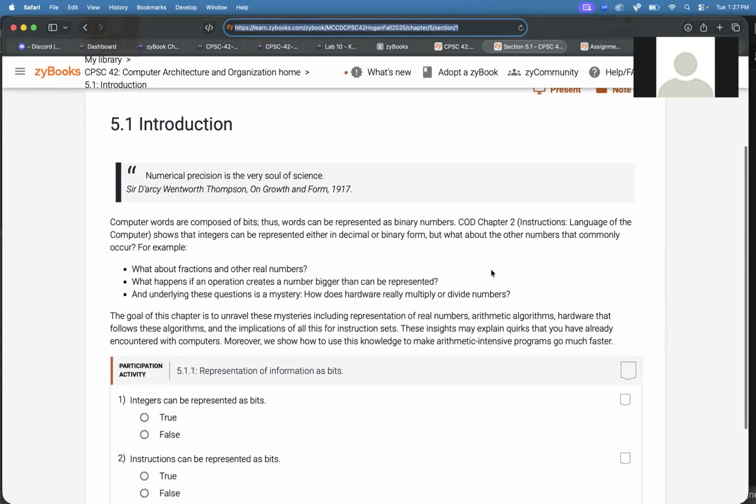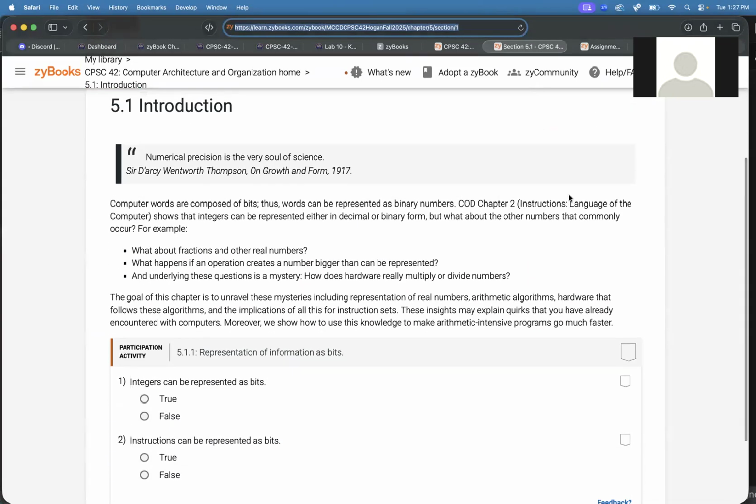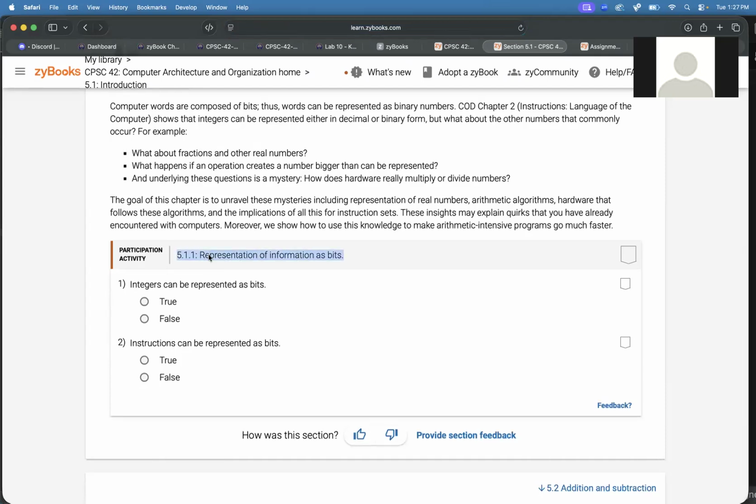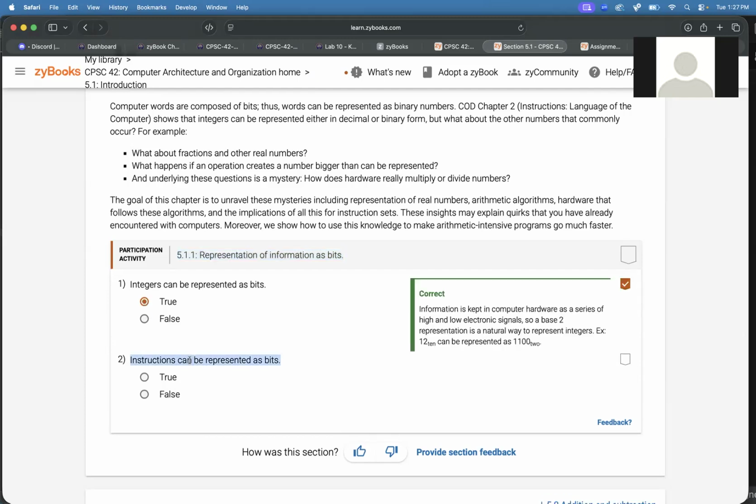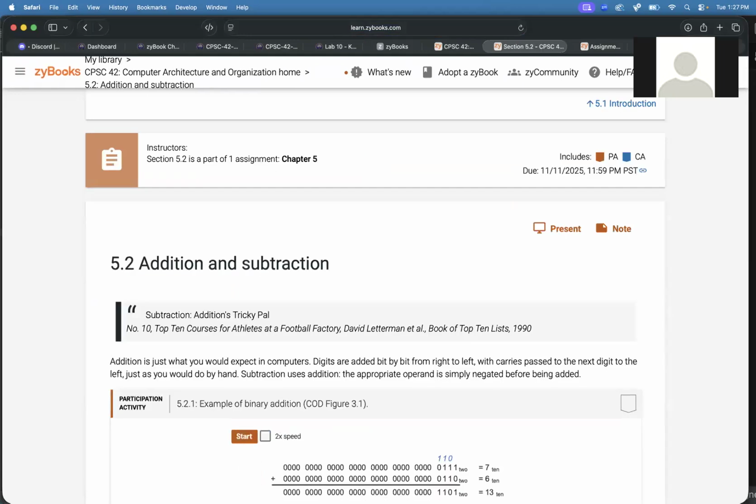So if you look at section 5.1, this is the wrong date, by the way, so don't pay attention to that. So what this chapter does is it goes over just a few sections, and there's not very many exercises because a lot of the work is in the next chapter after this one. So we'll go through it and look at it. So, they're going to say, hey, do we represent things with bits? Yeah. Do we represent instructions with bits? Yeah. Okay. Congratulations, you finished section one.